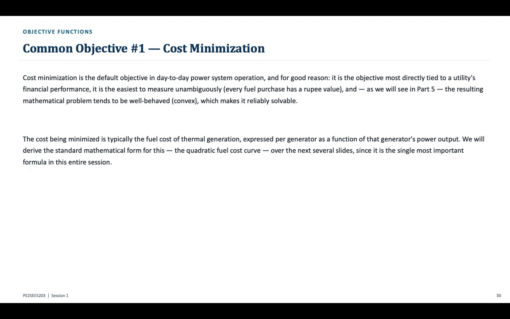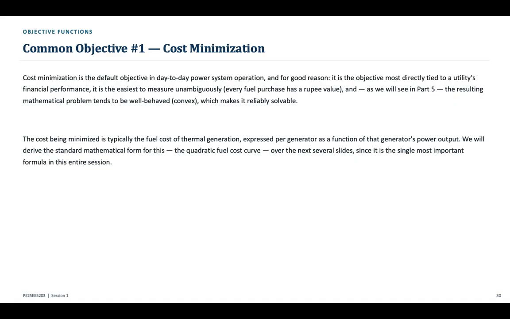See, when it comes to cost minimization, this is the dominant objective in day-to-day power system operations. This objective is most directly tied to a utility's financial performance. It is the easiest to measure and unambiguous, as every fuel purchase has a rupee value. And as we will see in part 5, the resulting mathematical problem tends to be well behaved, convex, which makes it reliably solvable.